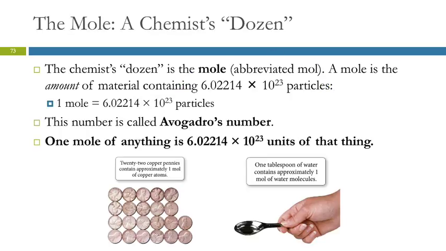A mole is an amount of material that has a particular number of particles in it. Like a dozen is 12 things, a mole is this number of things: 6.02214 times 10 to the 23rd particles. That's a 6 with 23 zeros after it. We can't even begin to realize how huge that number is. That number is called Avogadro's number, after a scientist named Amadeo Avogadro.